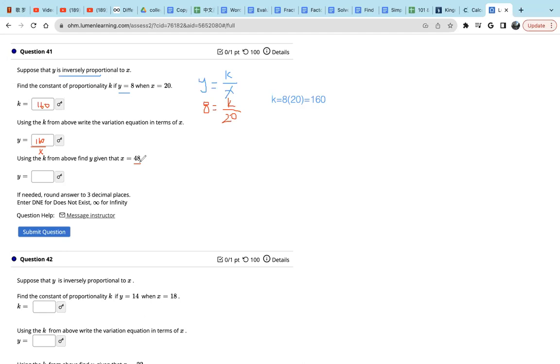And if x is 48, we plug in. So y equals 160 divided by 48. Well, we see common factor of 4. So we divide the numerator by 4, we get 40. We divide the denominator by 4, we get 12. Then we see 4 is a common factor of 40 and 12, we divide by 4, we get 10. We divide by 4, we get 3. So y equals 10 divided by 3.